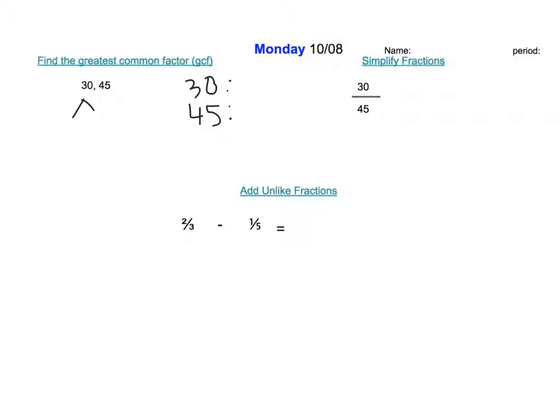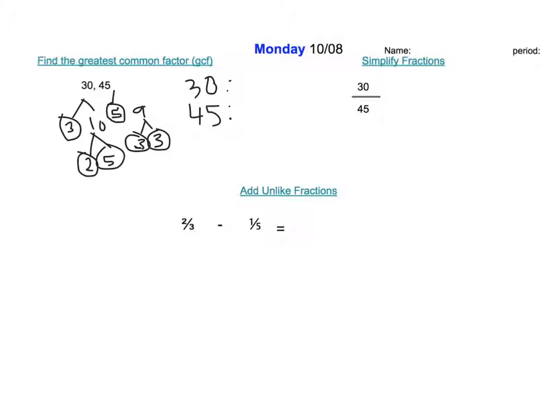30 is equal to 3 times 10. And 10 can be broken down into 2 times 5. And now I'm going to circle all of my prime factors. 45 is 5 times 9. And then 9 can be broken down into 3 times 3. So once again, you're going to circle your prime factors. Now what we're going to do is list those factors from least to greatest.